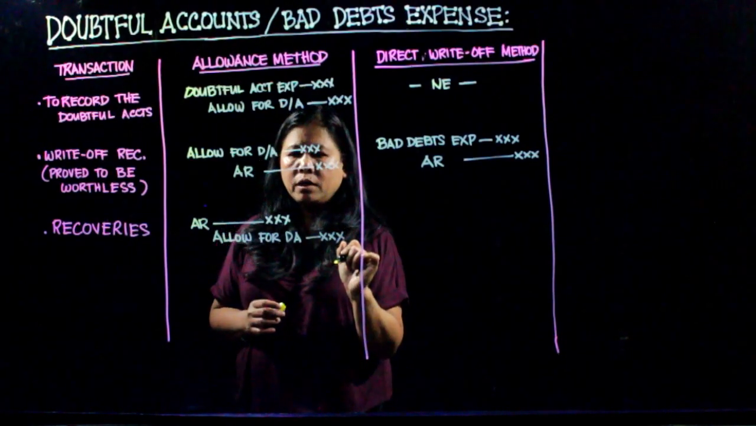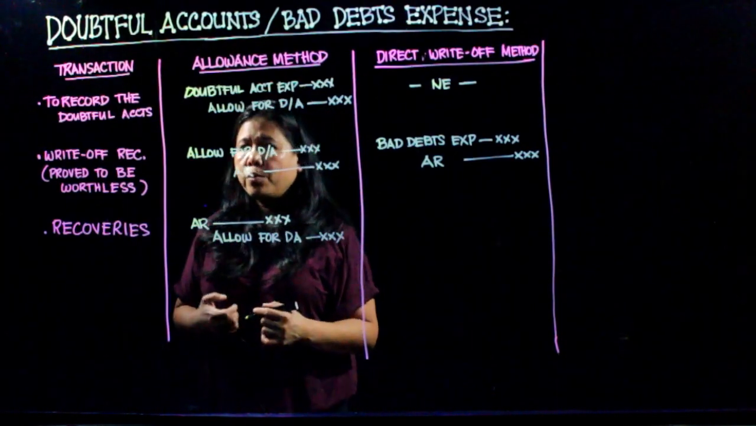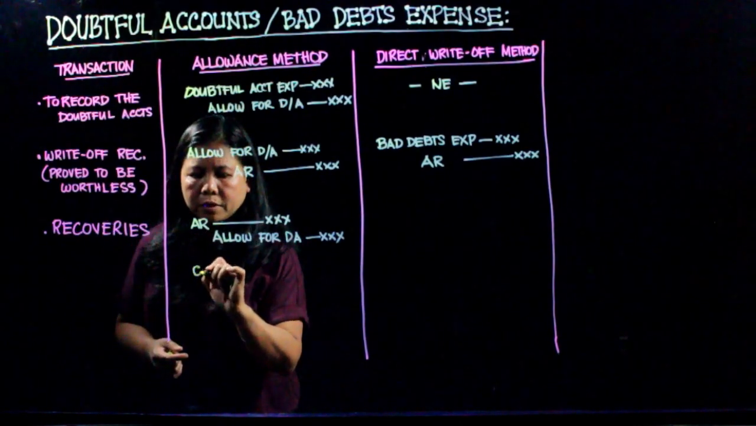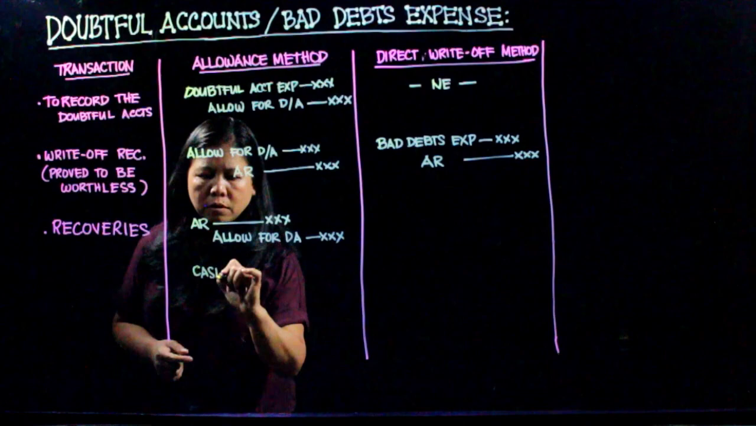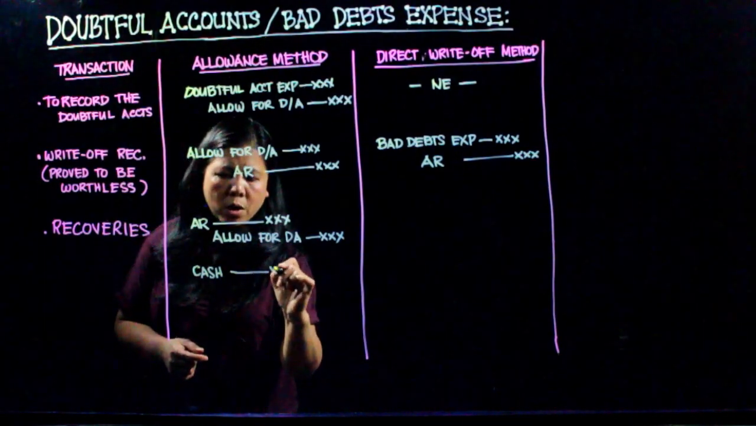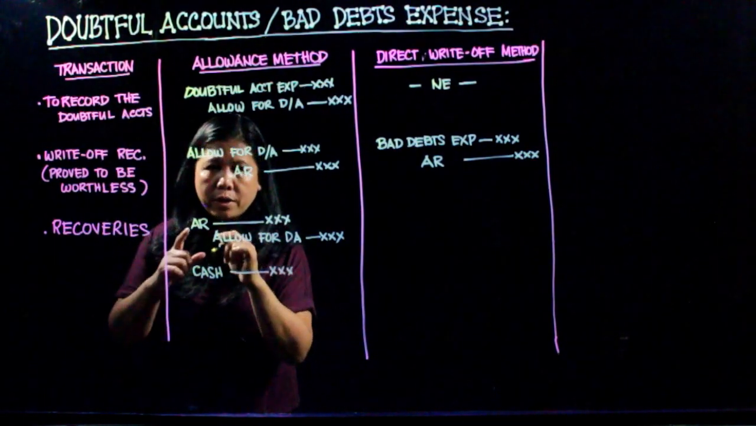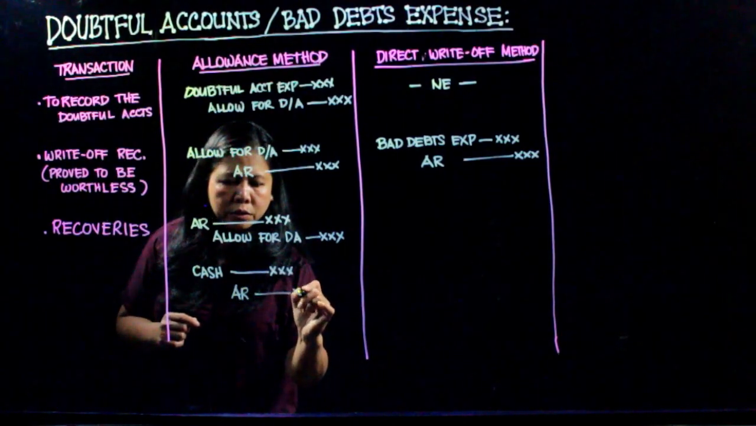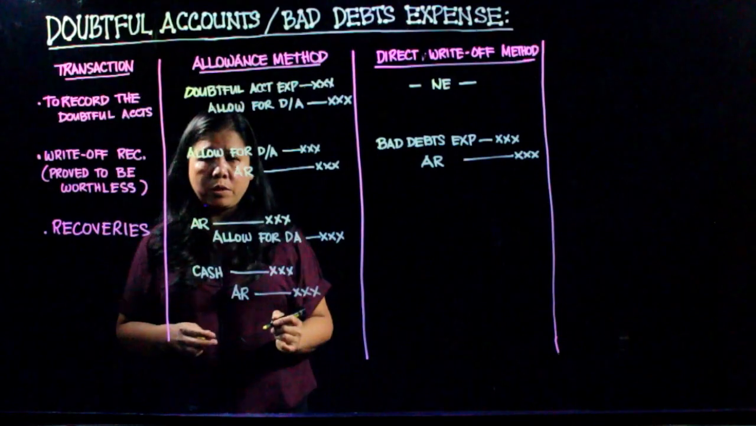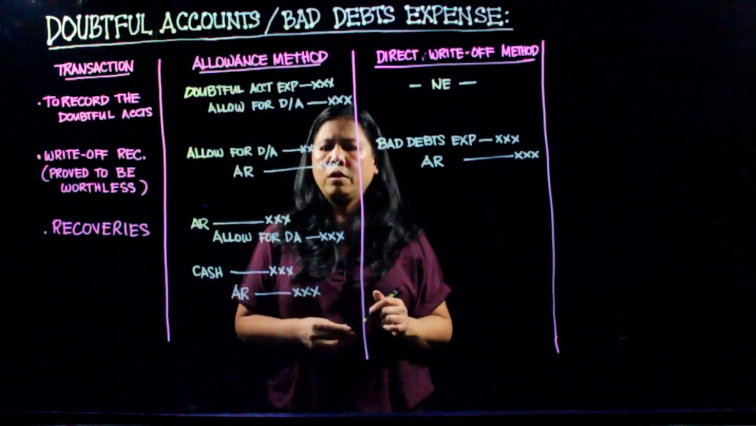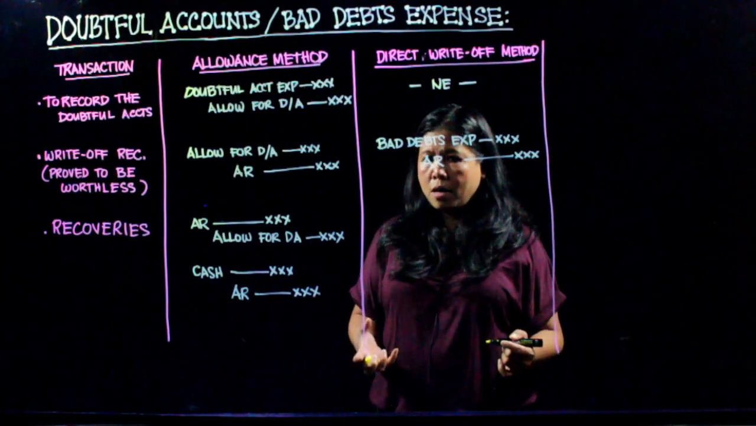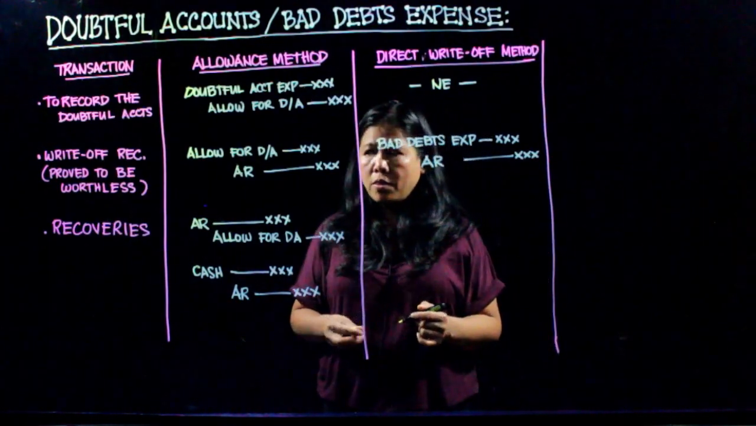Alright, then we record the collections of the cash. So we debit cash for the recovery or the collections, and we credit the accounts receivable to cancel that receivable that we collected. Alright, under direct write-off methods, it depends on the recoveries.